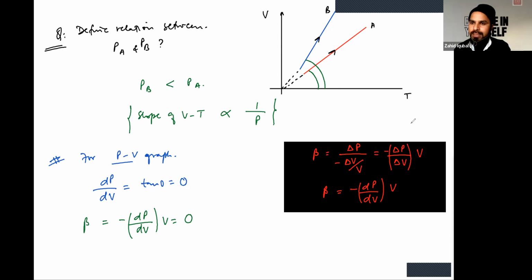Did you do work done in the isothermal process? Work done in the isothermal process. They have just given the definition part, and for isobaric they have written dQ is equal to dU plus dW. That's it. The equation.